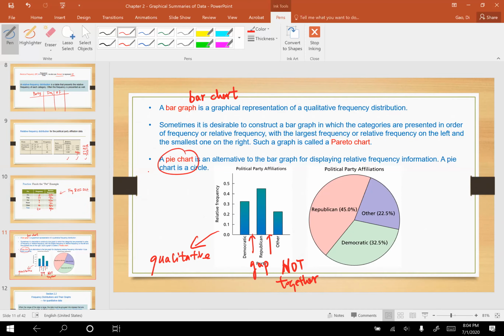It still shows similar information. After we have the data organized, with the frequency distribution or a relative frequency distribution, we can calculate the percentage, and then use the area to represent each percentage in the category, and make it a pie chart.